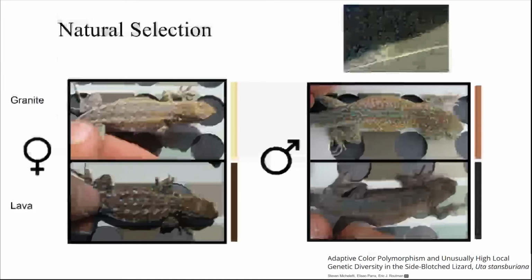You can see that the granite lizards are much lighter in color, whereas the lizards that were captured on the lava flow are much darker. This would suggest that there's some kind of advantage to having a darker color on a dark background. Similarly, there's an advantage to having a light color on a light background.